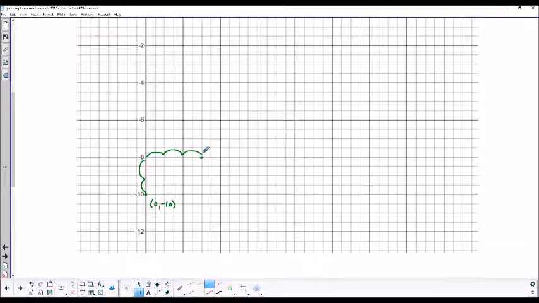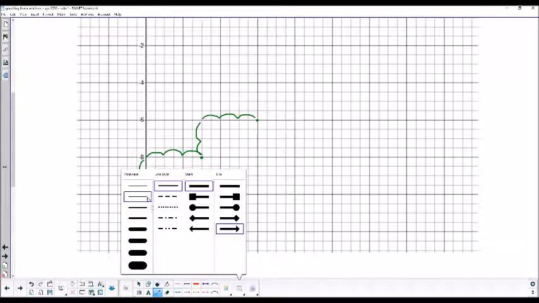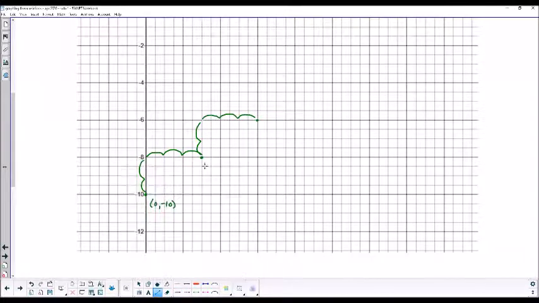If I want to, I could rise another 2, 1, 2, run another 3, 1, 2, 3, and there will be the next point on the line. I could just continue doing that, but you don't need to. You only need basically 1 point. Generally, I try to get a little bit more separation between the points to make a more precise graph.